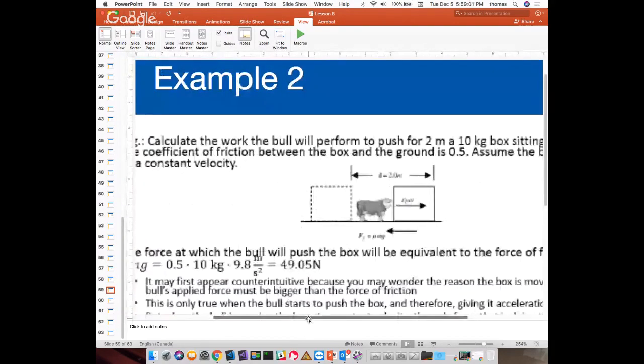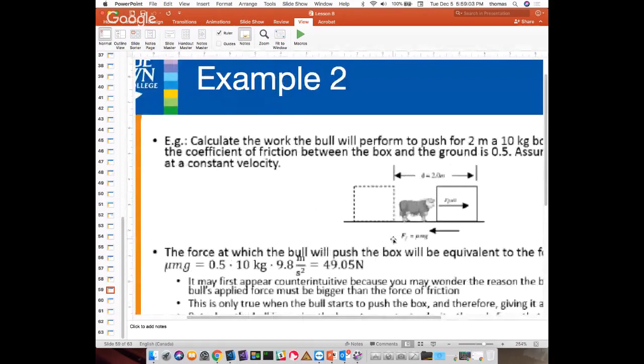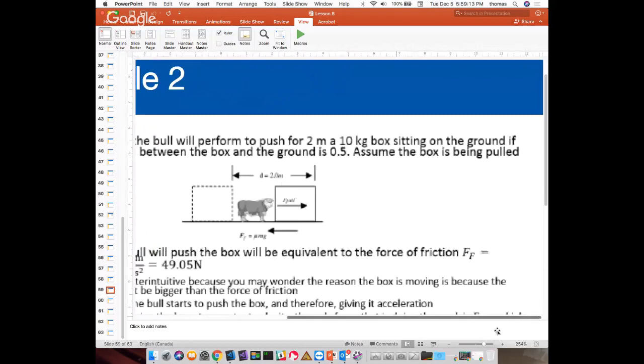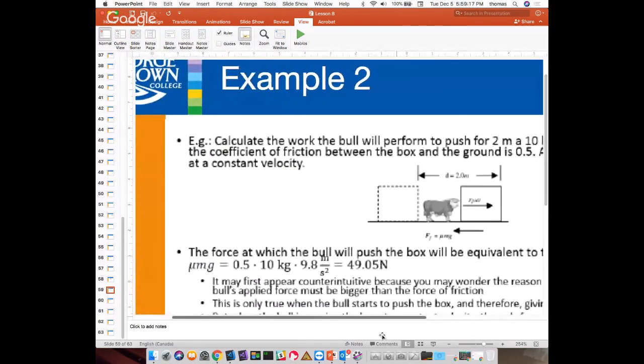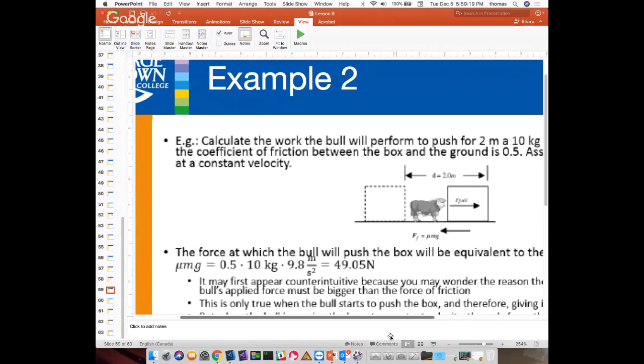So you have this, what looks like a bull, right? Calculate the work the bull will perform to push for 2 meters. It's not really written well. A 10-kilogram box sitting on the ground. If the coefficient of friction between the box and the ground is 0.5.